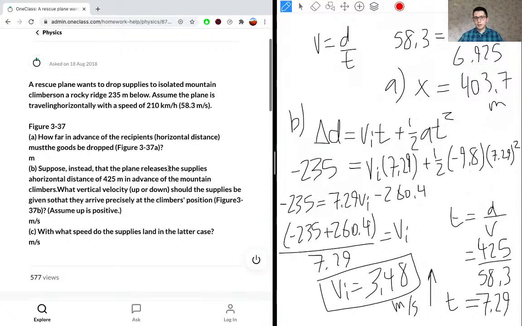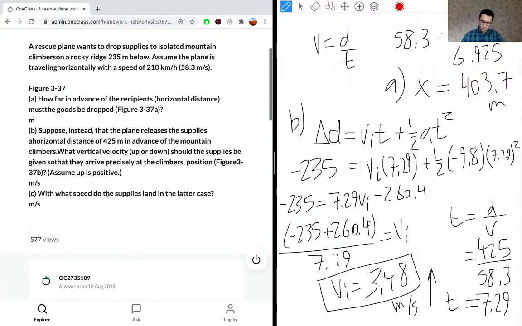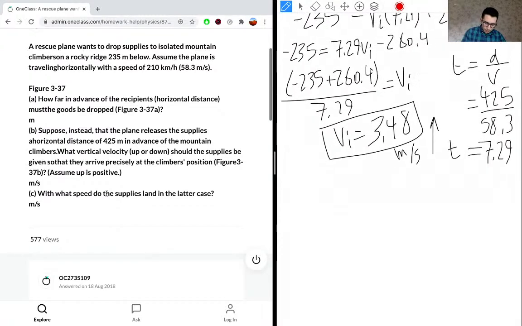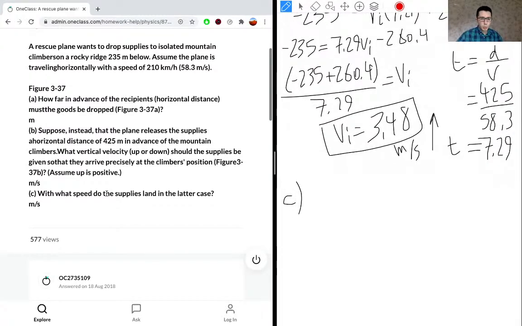That's kind of what we expected it to be when we were trying to conceptually think about what we had to do if we were 425 meters away. Finally, part C of this question asks us, with what speed do the supplies land in the latter case? So in the case of B, what speed do the supplies land? So we have to solve for VF, the final speed.